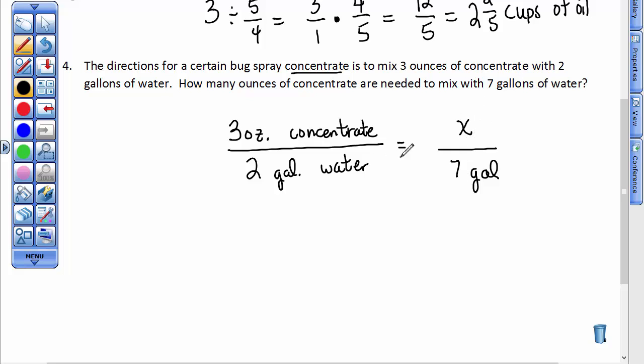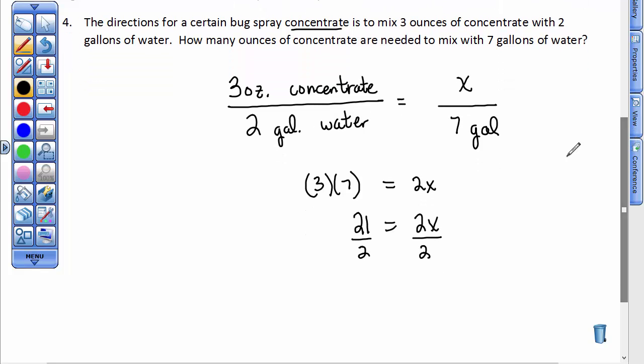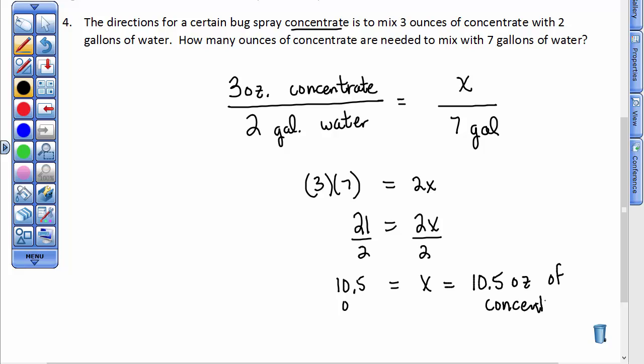So I'll set the cross products equal. 3 times 7 is 21. And let that equal 2 times x, which is 2x. So I'll divide by 2. And because I'm truly doing this, because I need this concentration, I'll take my calculator, 21 divided by 2, and I'll see that I need 10.5 ounces. I'm going to go ahead and write it over here. 10.5 ounces of concentrate in order to make my product that I want to spray for bugs.